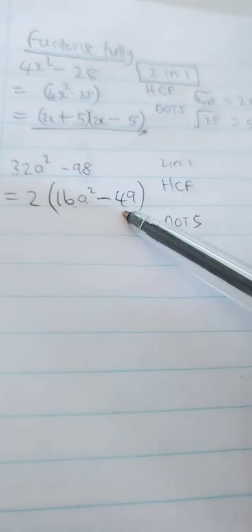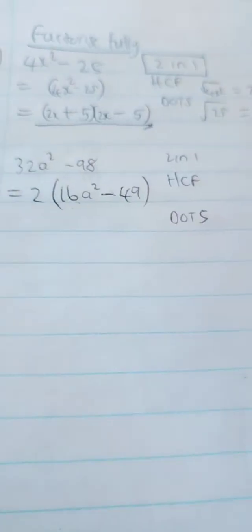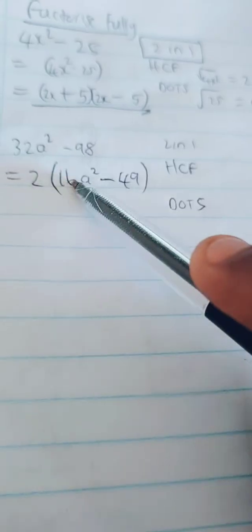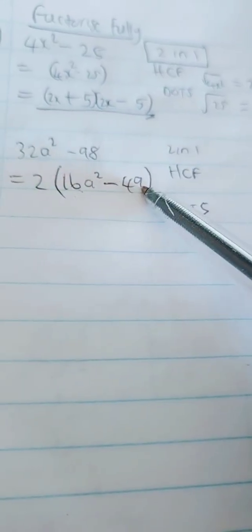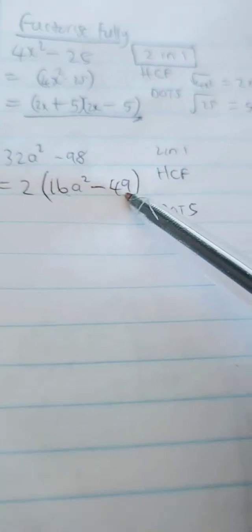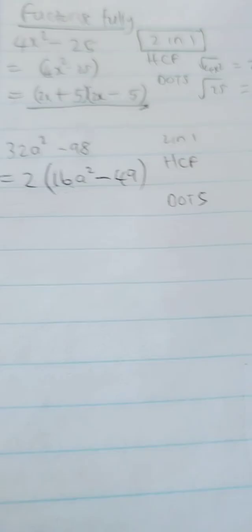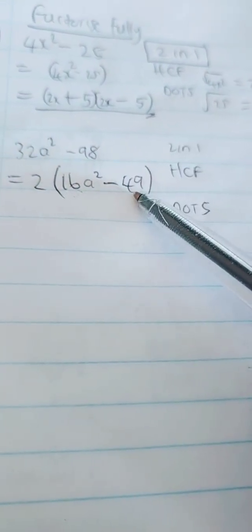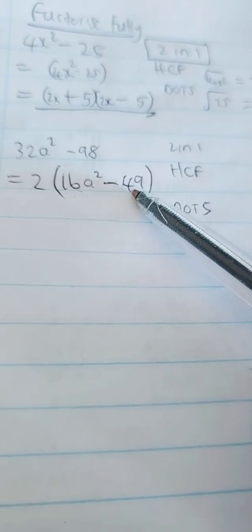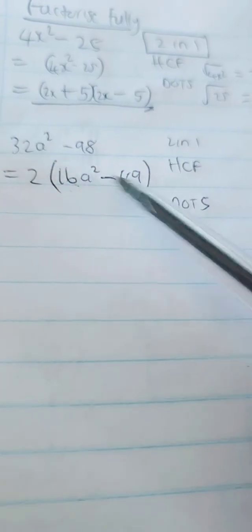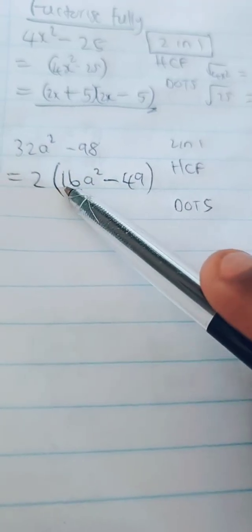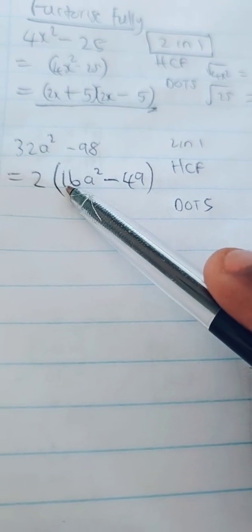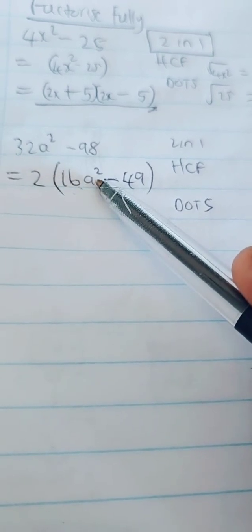First criteria, are there 2 terms in the brackets? Yes, they are. Second criteria, are the terms having different signs? The first term is positive, second term is negative. Yes, they are having different signs. The last question, is the first term and the last term actually perfect squares? Are these perfect squares, guys? Is 16 a perfect square? Yes. Is a squared a perfect square?